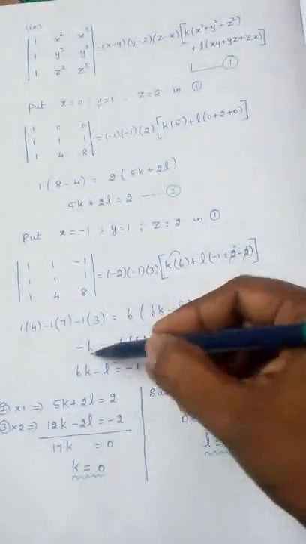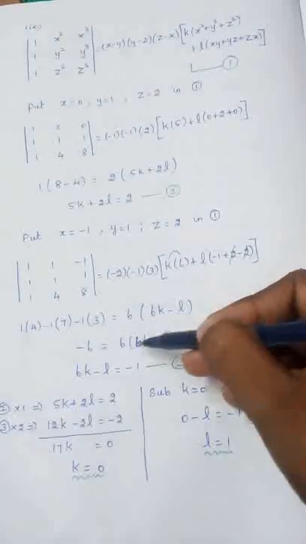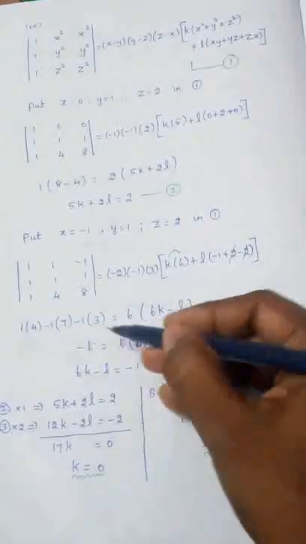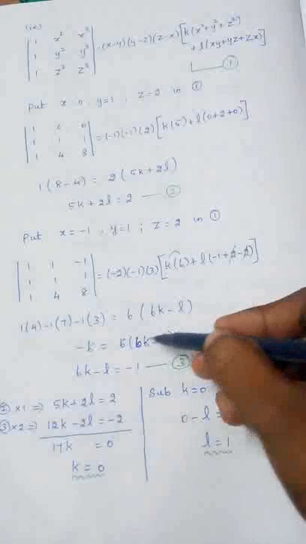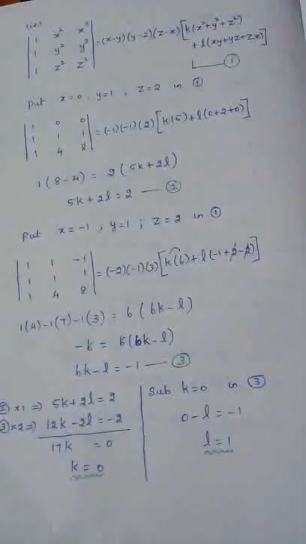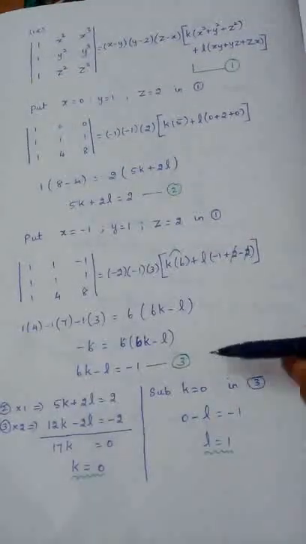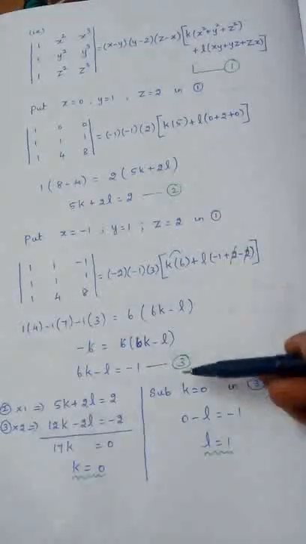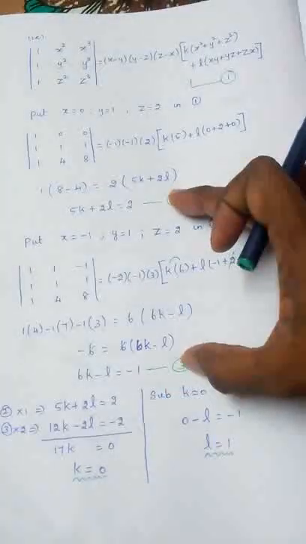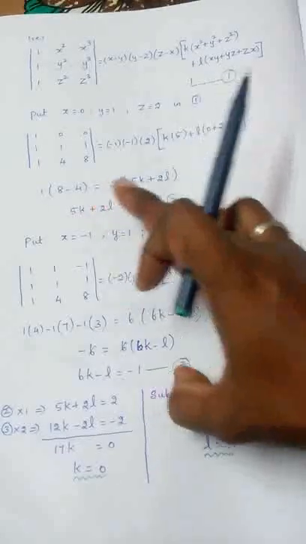Simplifying all these things, minus 6 comes, 6 into 6k minus L, cancelling 6 and 6, minus 1. So 6k minus L is equal to minus 1. Now we got the third equation. The second equation is this, and this is the third equation. Now, solving these two equations only, we are going to find what L and K are.